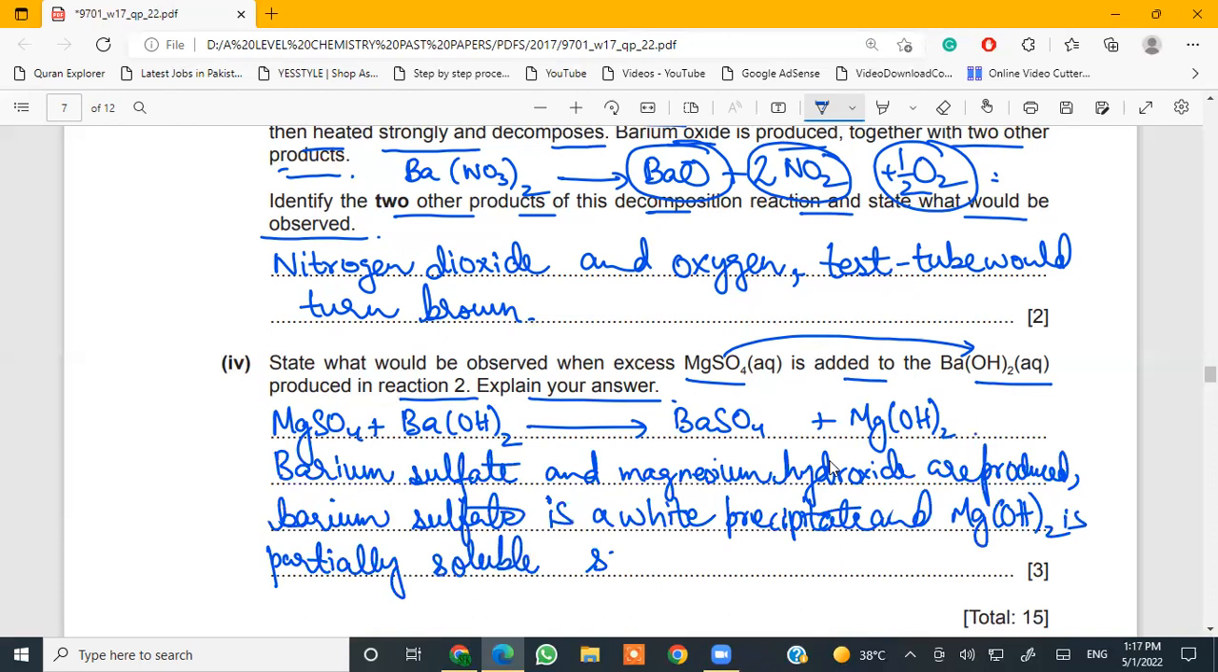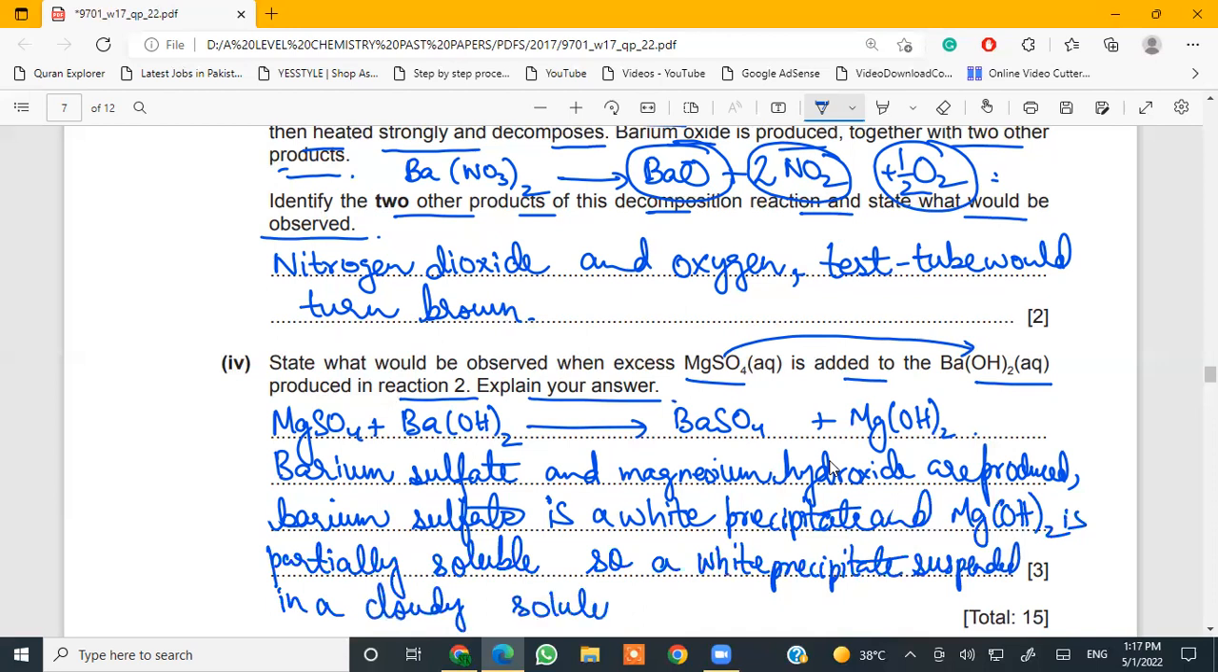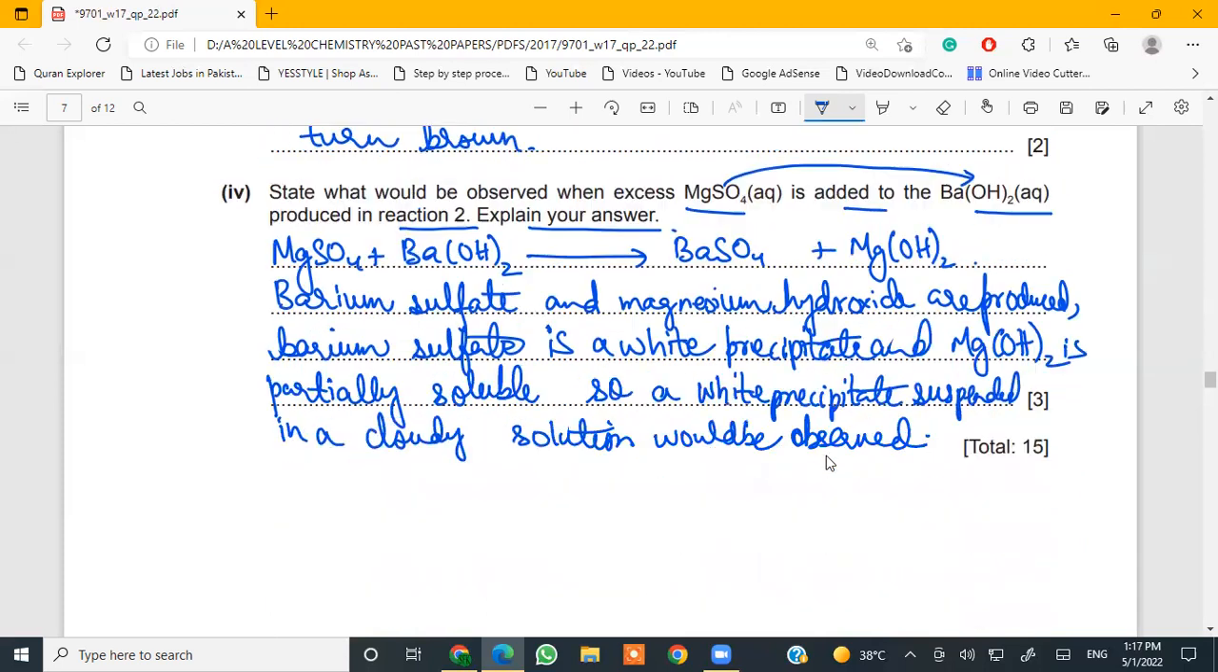So a white precipitate suspended in a cloudy solution would be observed. This is just an additional line which I've written in the last.